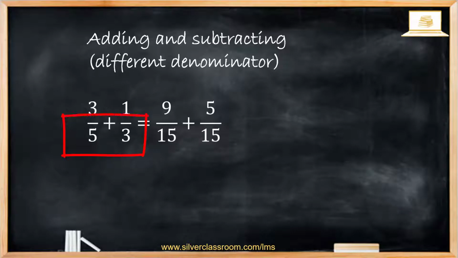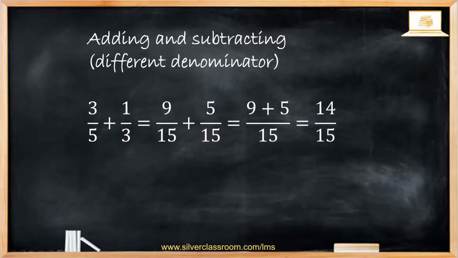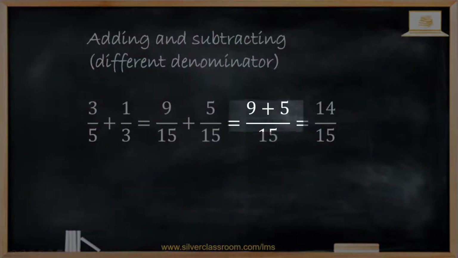To add two fractions with different denominators, first find a common denominator, which is a common multiple of the two denominators. Then, convert both fractions to equivalent fractions with the same denominator. Finally, add the numerators and keep the common denominator.